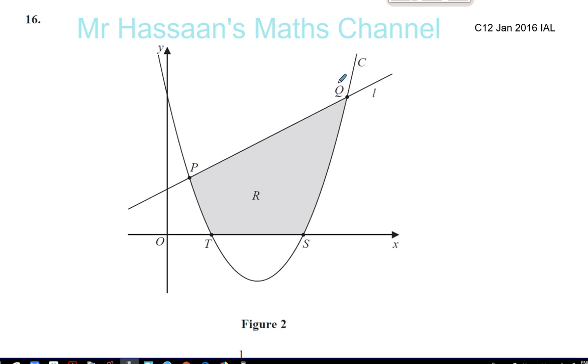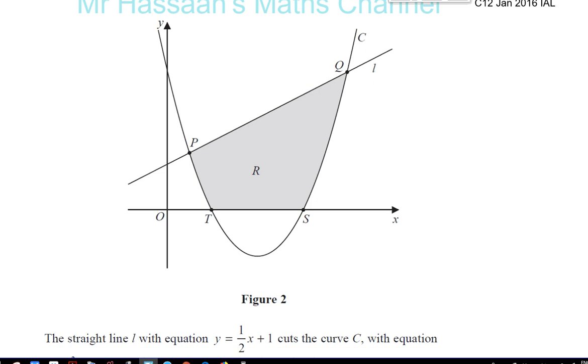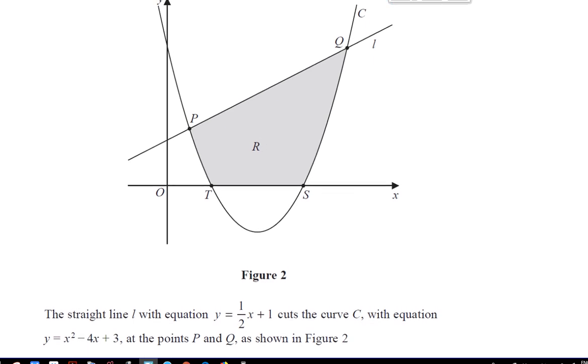Okay, so here we have question number 16 from January 2016, C12 IAL paper. They're given this sketch of a curve and a straight line and a shaded region R. A straight line L has equation y equals a half x plus 1. It cuts the curve C with equation y equals x squared minus 4x plus 3 at the points P and Q, as shown in figure 2.